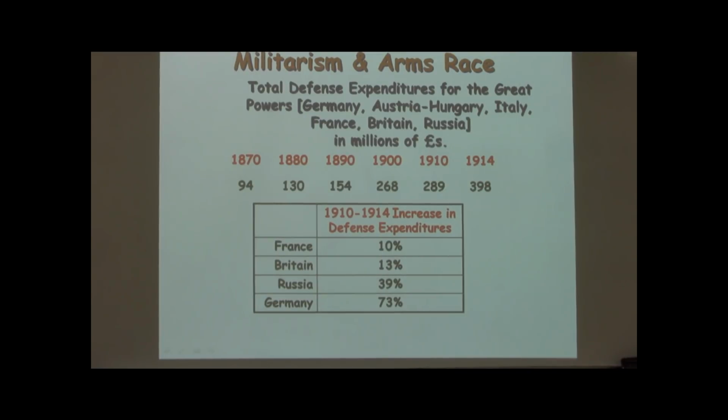So between 1910 and 1914, there was an increase in defense expenditures. France increased their defense spending by 10%, Britain 13%, Russia 39%, and Germany had the greatest increase at 73%.